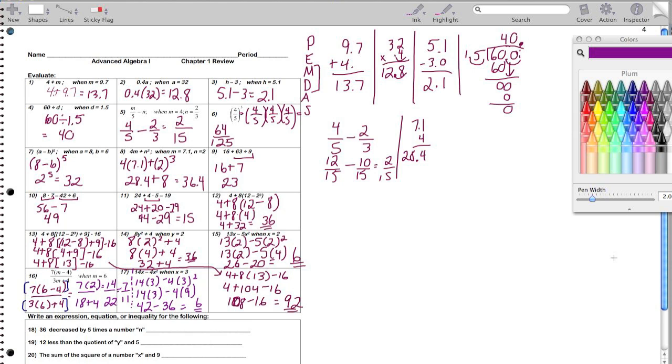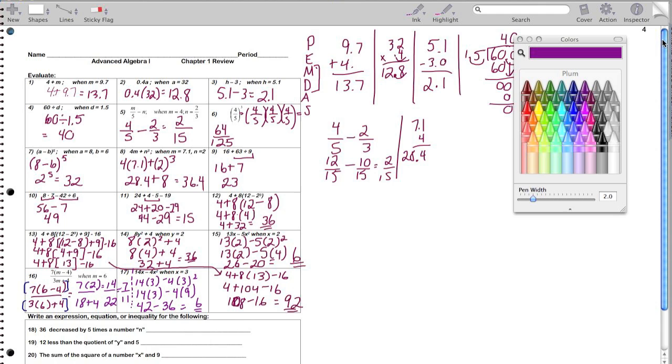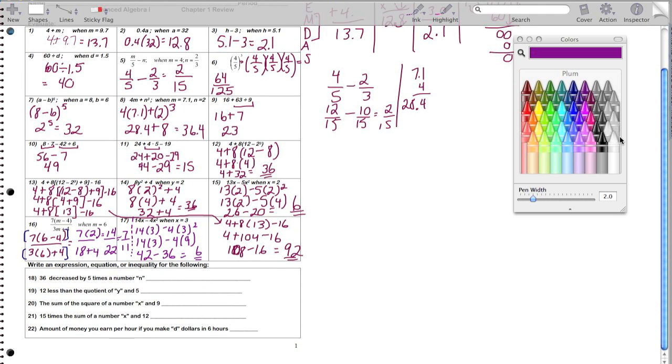Okay? So now let's move on. Those were a lot of the computation problems from the beginning of this chapter. Let's take a look at writing an expression, equation, or inequality for the following. 36 decreased by 5 times the number n. So 36 decreased by 5 means we're going to be subtracting, 36 minus 5, and it says times the number n. So 36 minus 5n.